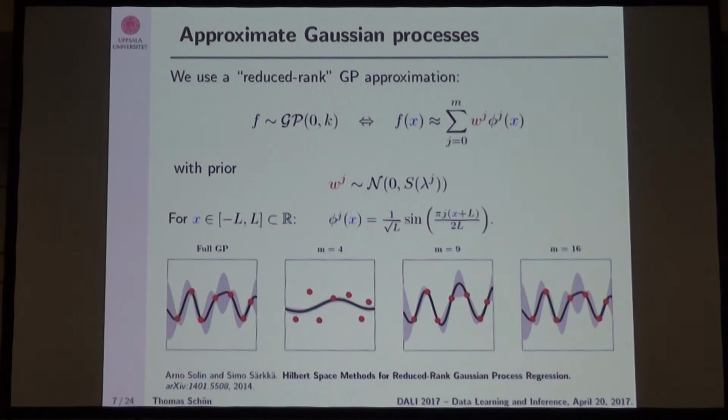Let me convince you in a cartoon way, or indicate, that this might be a GP. If you have the situation on the left there and you use 4 basis functions, it's not really doing very well. At 9, it's better, at 16 it looks quite all right. This is still just one dimension. But why is this a reasonable approximation for us?